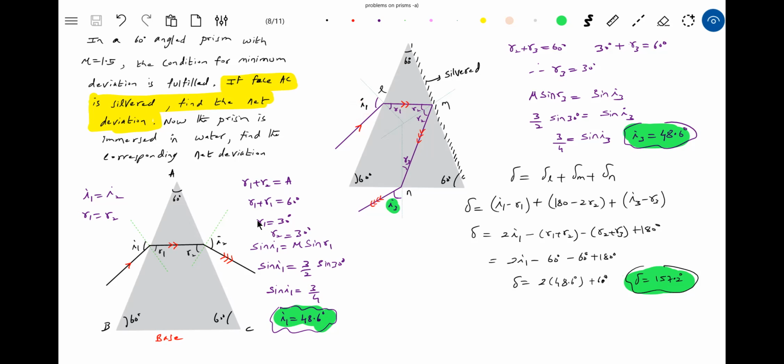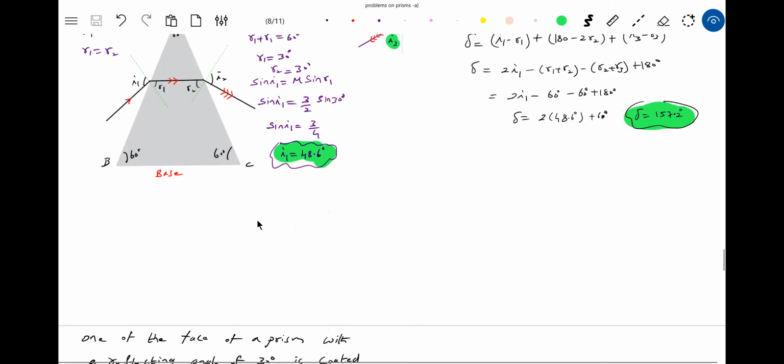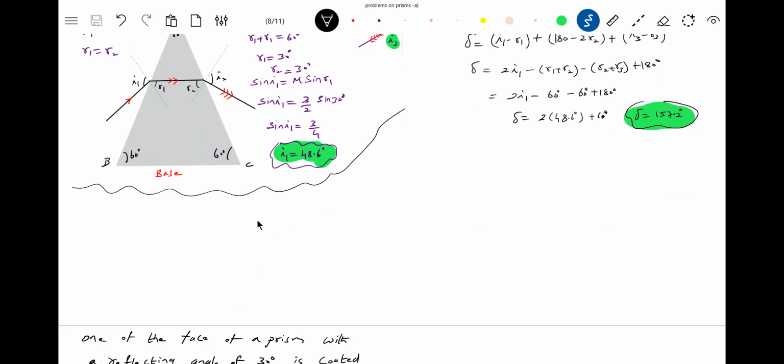The next part of the problem: find the net deviation. Now the prism is immersed in water. Find the corresponding net deviation, it's asking. So here, mu will get added up. This I3 will change. Okay, we have to go for the next part of the problem. I have to immerse it in water, no?